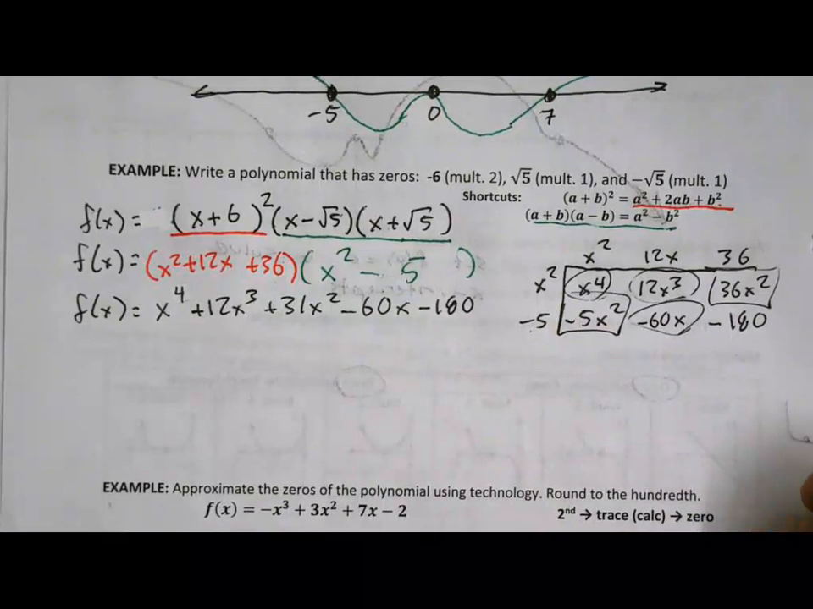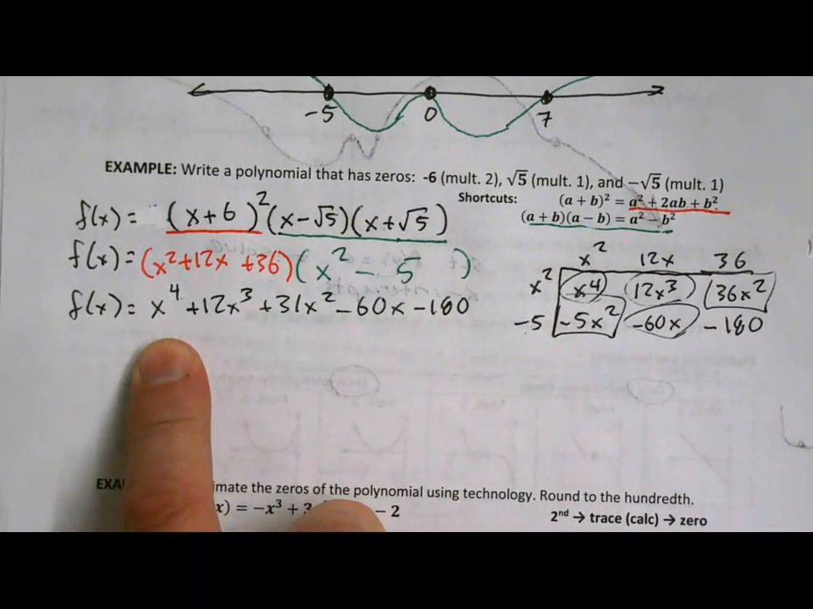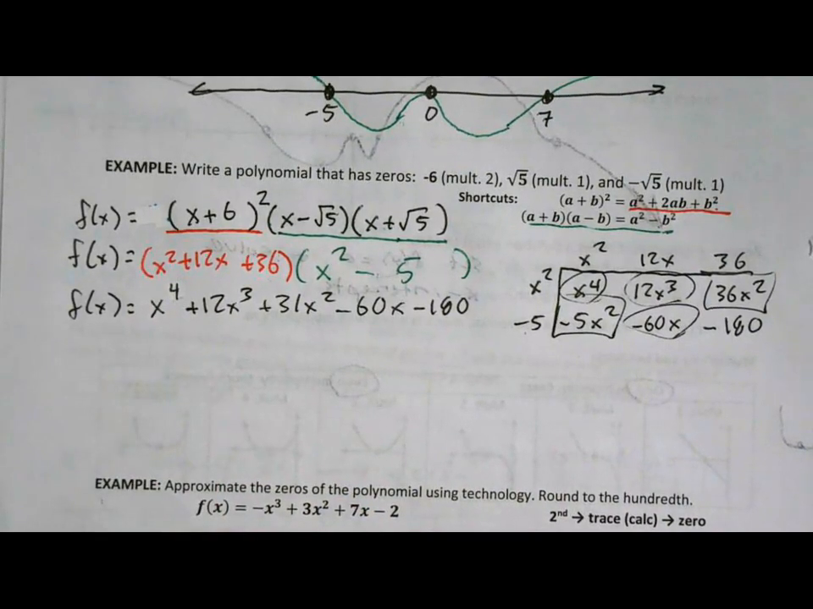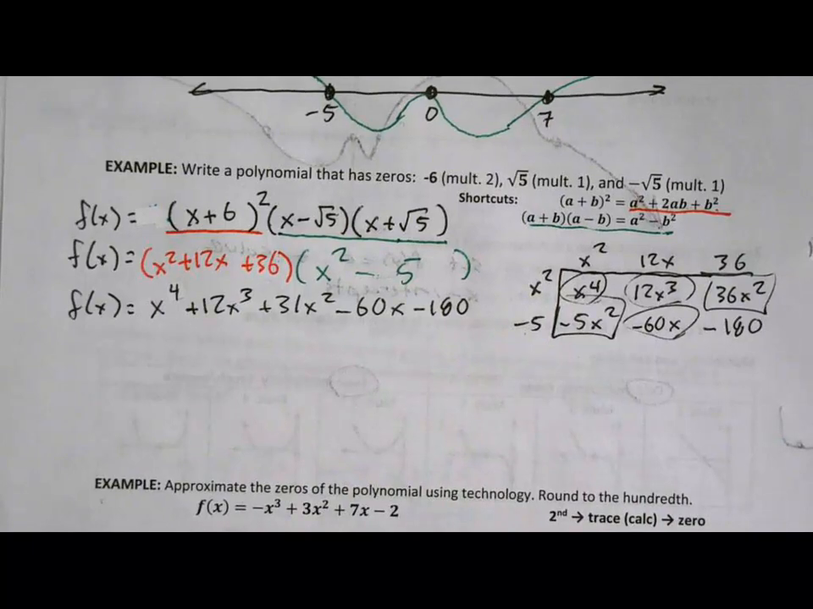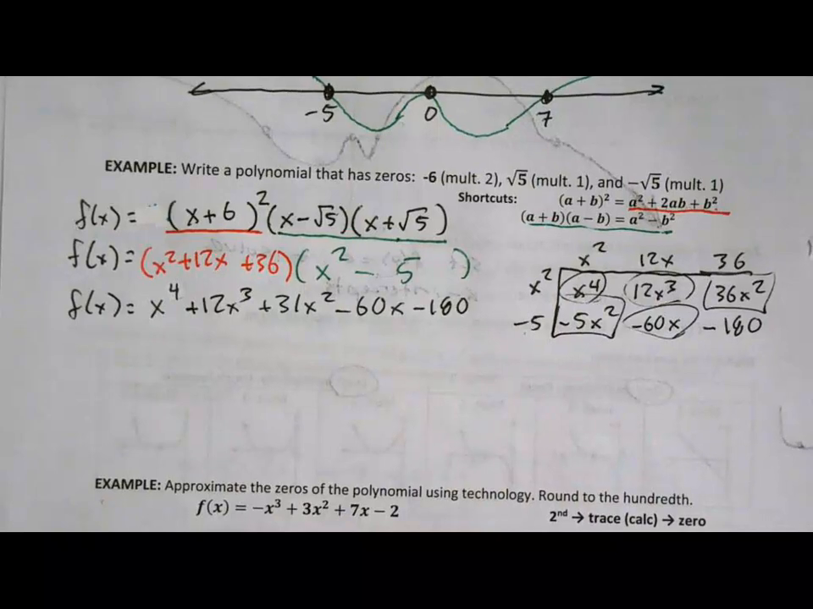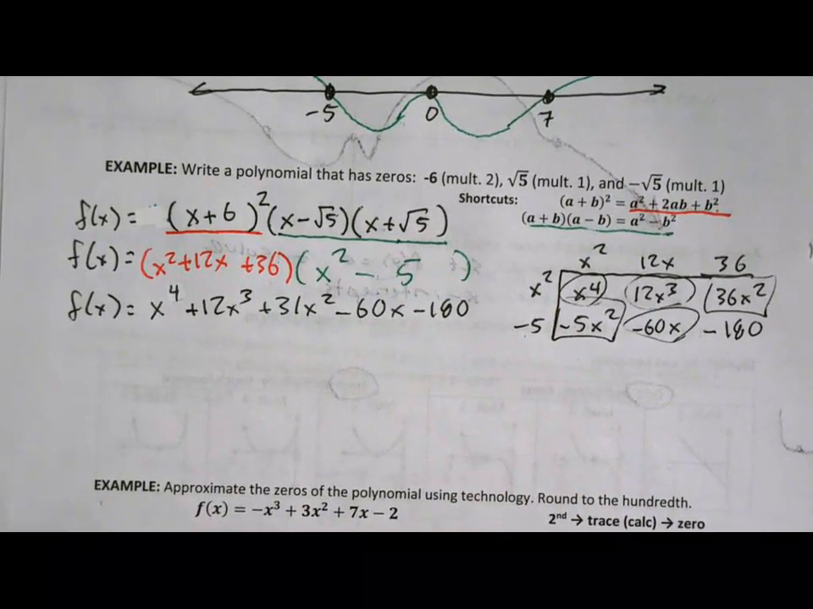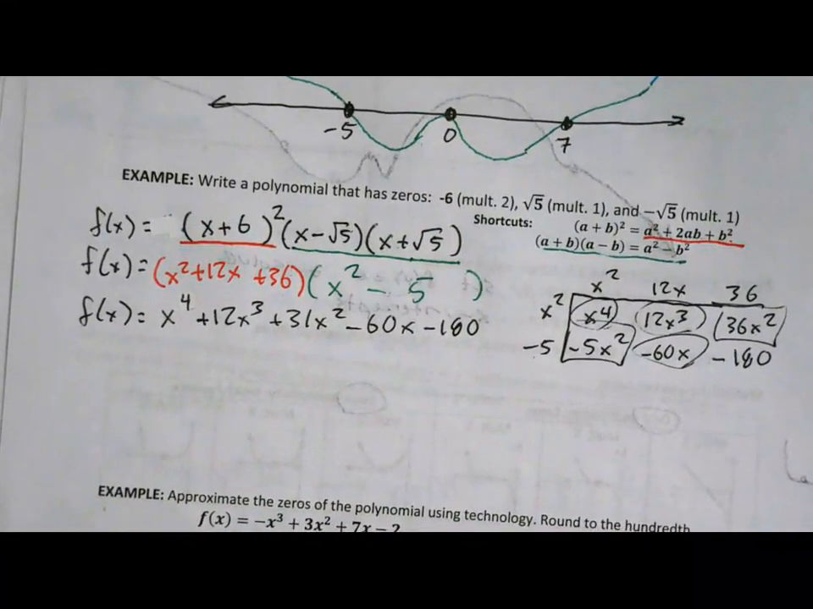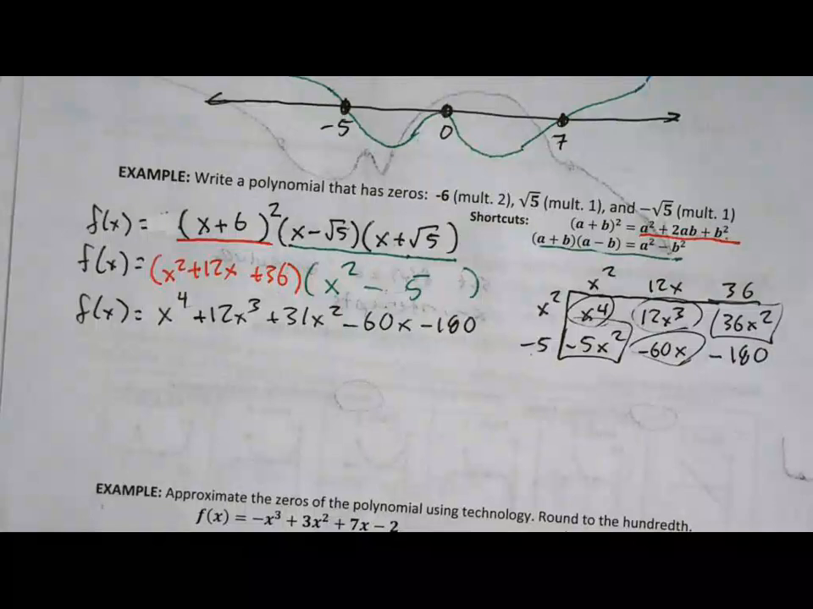What would our end behavior look like for this polynomial? Even degree, positive coefficient, so up on both sides? Yeah? All right. What would the y-intercept be for this thing? What's the y-intercept of this function? Negative 180? And we know where the x-intercepts are, right? Negative 6, root 5, and negative root 5.